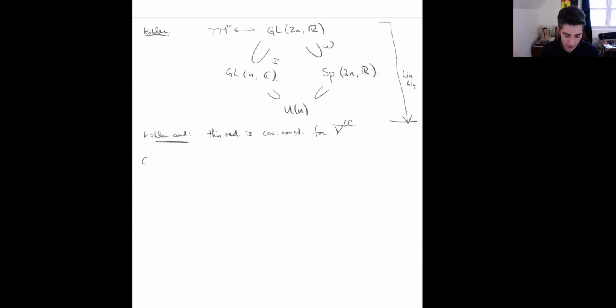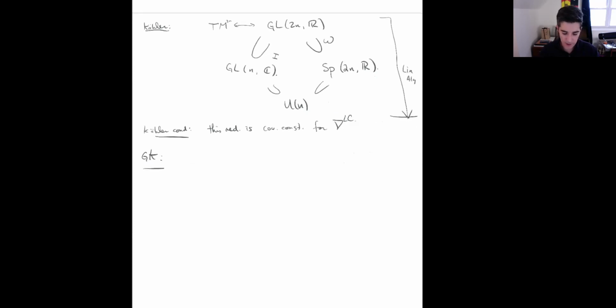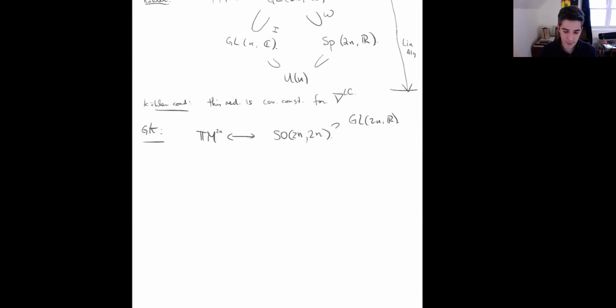Now, in the generalized Kähler case, T plus T star of M has a structure group of SO(2n,2n). This is again a 2n manifold. If you remember what we were talking about with the Lie algebra, this actually contains GL(2n,R). So it's an extended geometry. The usual GL(2n,R) is still in there, but it's been expanded out.